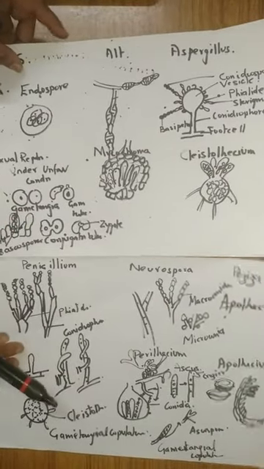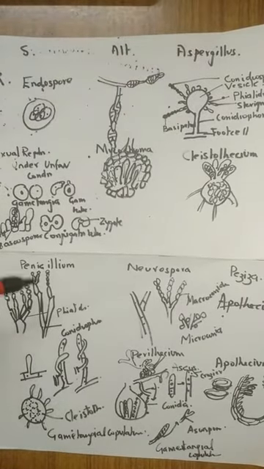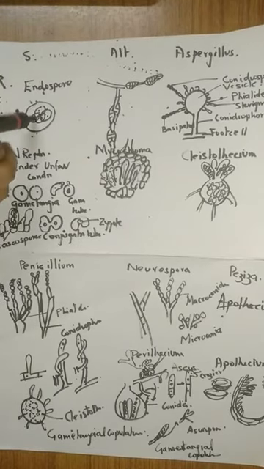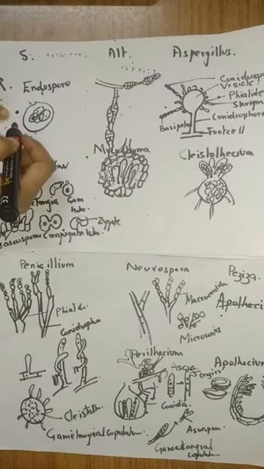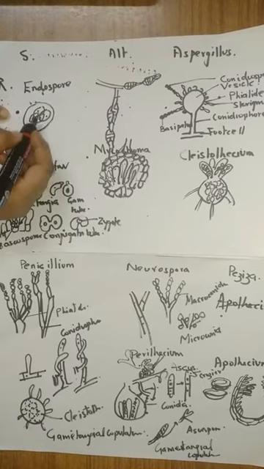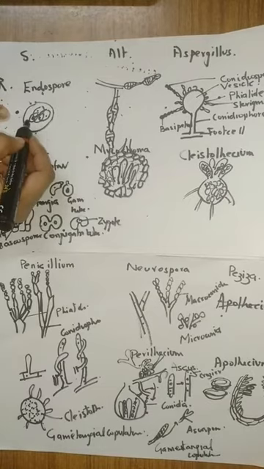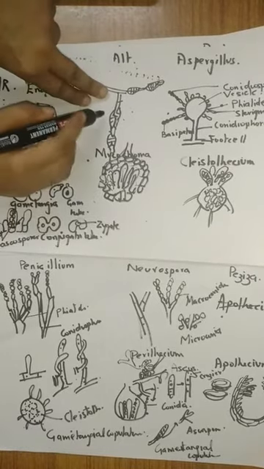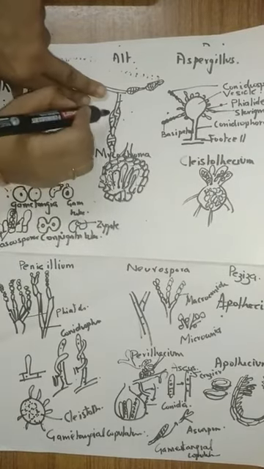Now let's see the asexual mode of reproduction of Saccharomyces, Alternaria and Aspergillus, and then Penicillium, Neurospora, and Peziza. Asexual reproduction in the case of Saccharomyces takes place by endospore. Endospores you have already studied in bacteria in your semester 1. These endospores are hard, thick-walled structures that can overcome adversities, and only on finding favorable conditions can they germinate. Alternaria reproduces asexually by formation of conidia.